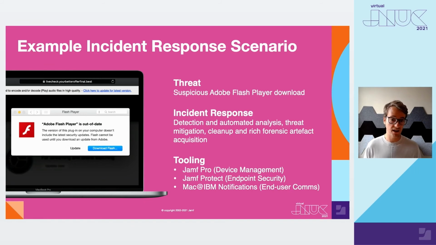As this is a well-known attack vector and one that we know Jamf Protect is capable of detecting through behavioral analytics, we've implemented a playbook response through Jamf Pro that will mitigate the threat through various preventative actions, remove the downloaded file, perform an acquisition of the file, as well as many other forensic artifacts for further investigation by InfoSec, and we're also going to use a fantastic tool called Mac at IBM Notifications, as it's a simple and easy to configure tool for end user communication.